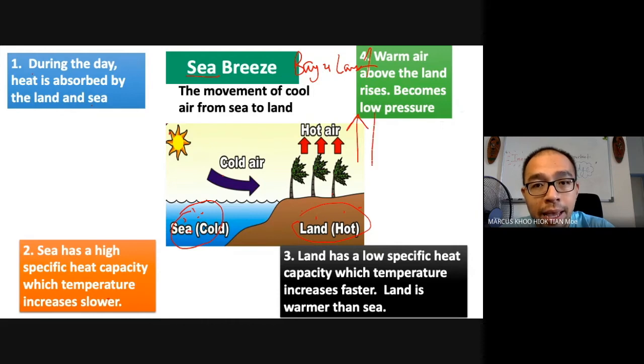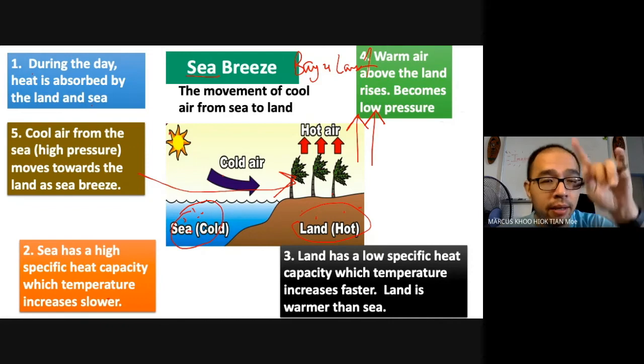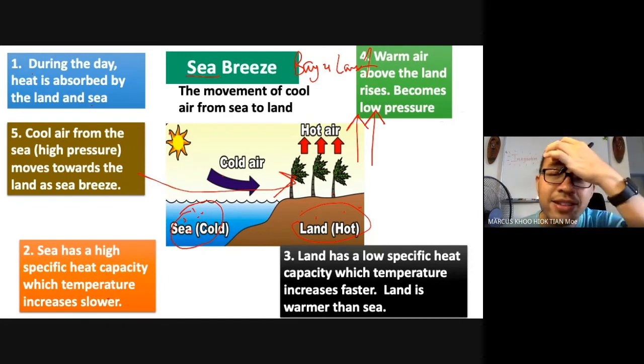When the warm air above the land rises, what will happen is the cool air will move from the sea towards the land. Okay, 1, 2, 3, 4, 5. These are the steps. This one must remember.